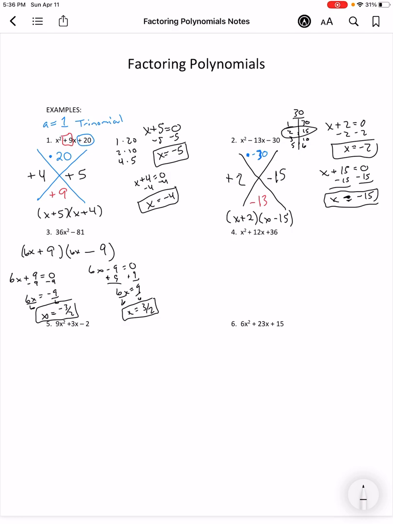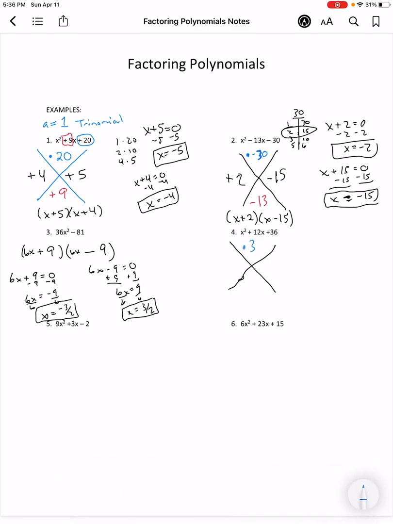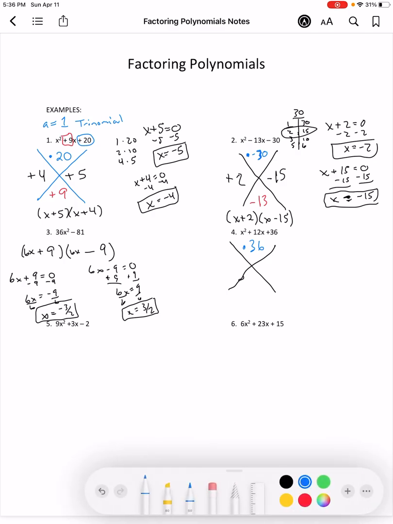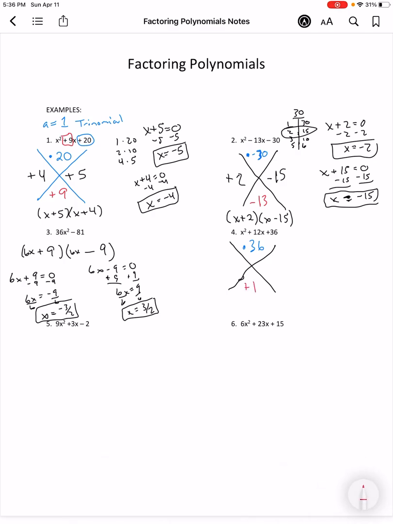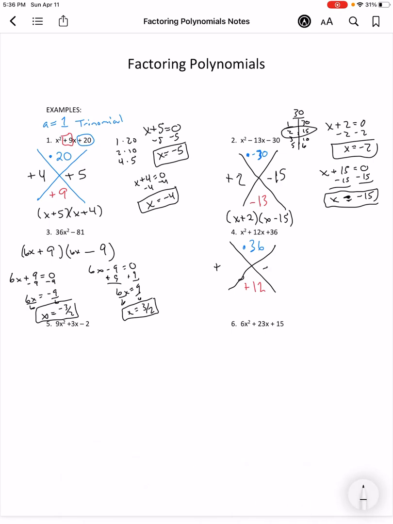All right. Then my fourth one again is an a equals 1 trinomial, so I'm going to set up my x. I'm going to put my multiply by 36 here. I'm going to put my plus 12 at the bottom. Again, my entire trinomial is positive, so I know both of those are going to be plus. If the back is plus and the middle is negative, that means they're both going to be minus. If the back is a minus, then that means we're going to have one of each.